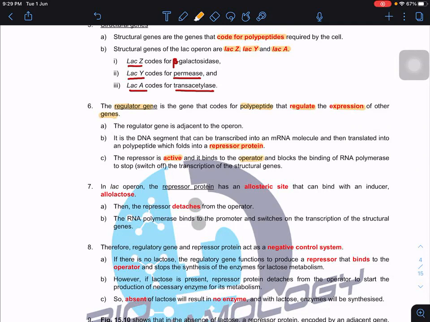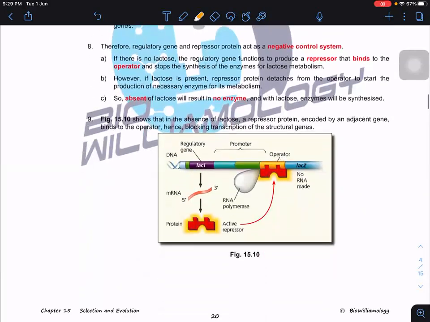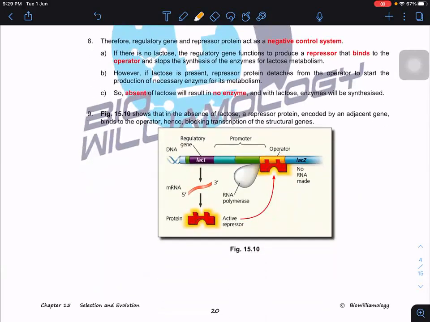So what's so special about this repressor protein? Now look at this diagram, again look at this diagram. When the operator is bound, can you see that? The operator binds with the active repressor. Therefore, RNA polymerase cannot bind, or it can bind but it cannot initiate the transcription. This operator will have a special site here called the allosteric site or binding site.